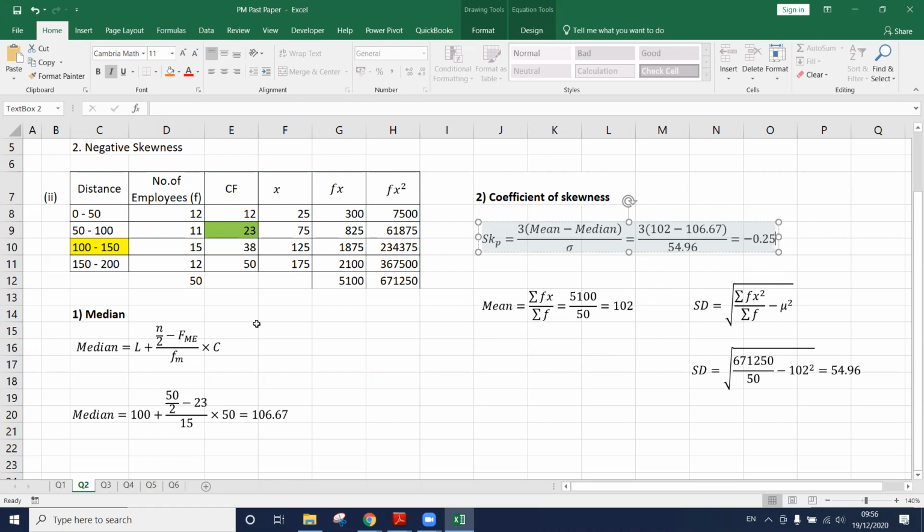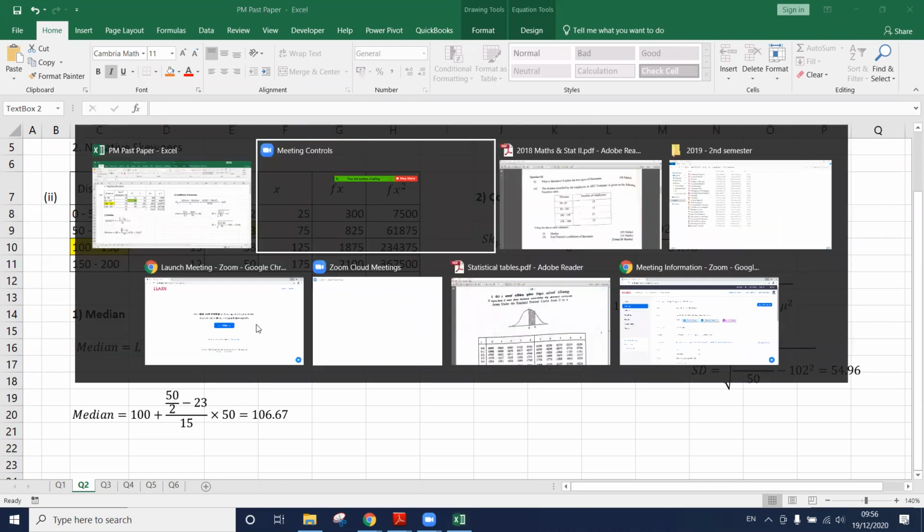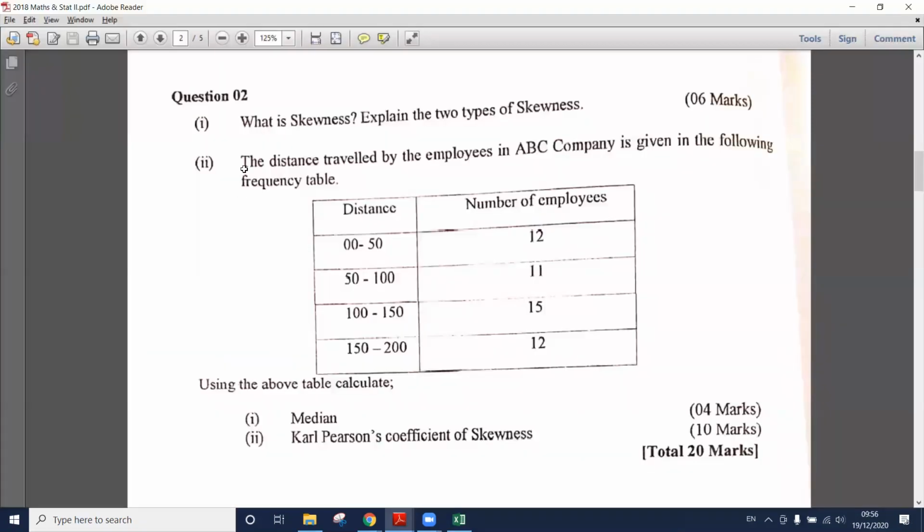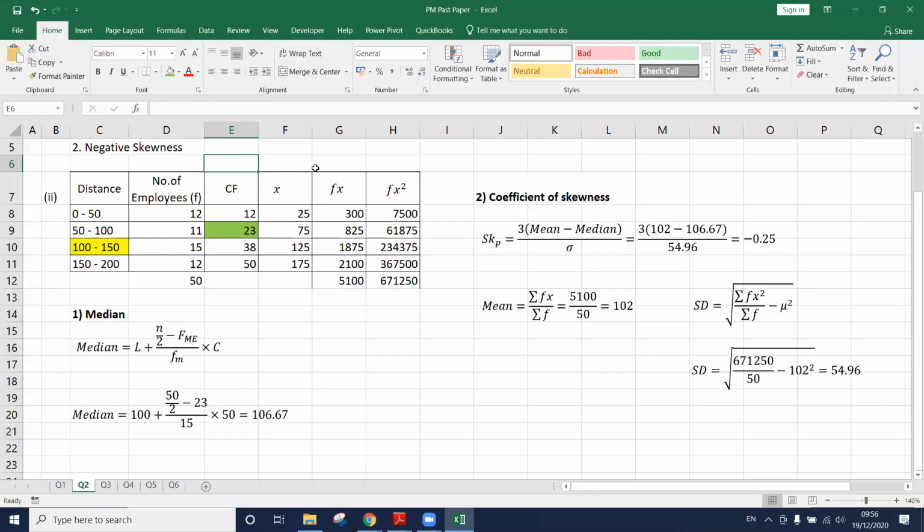Right? So that is in terms of question number 2. Yes, question number 2. Right? Skewness value asked, and the median.